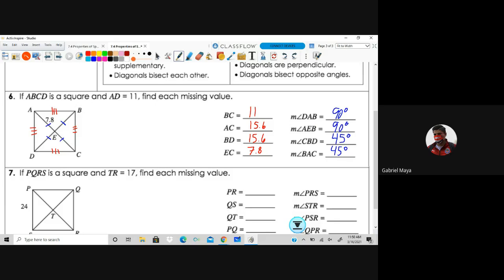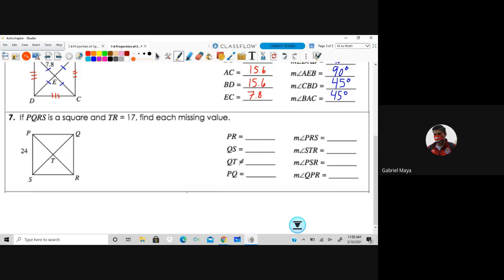Okay, now I want you guys to try number 7 on your own. And we will be done. In fact, I said that part as a joke about the squares being difficult. I think the square is the easiest. So let's go ahead and try this one.